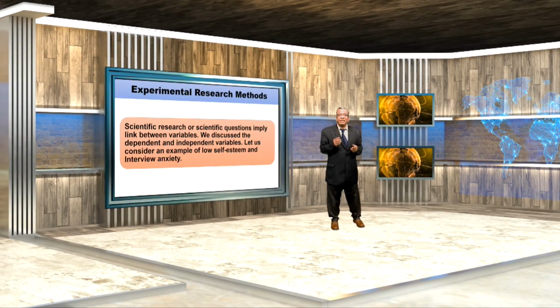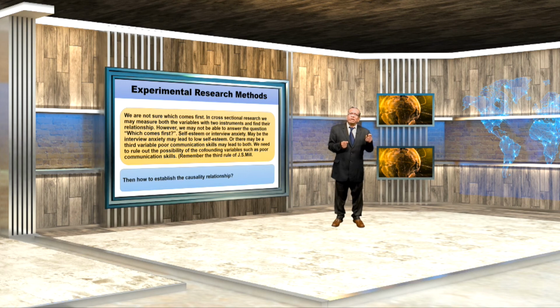We discussed the dependent and independent variables. Let us consider an example of low self-esteem and interview anxiety. For example, a person is having a very low self-esteem. It is likely to create higher interview anxiety. Now, we are not sure which comes first.